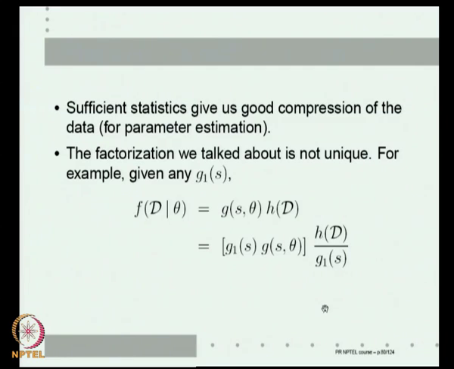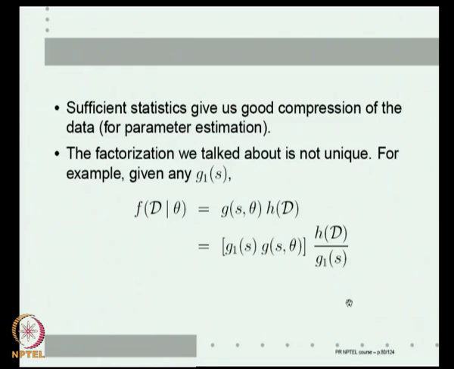I can rewrite this as g1(s) into g(s, theta) into h(d) divided by g1(s), because g1(s) is only a function of s and s is a function of data. Once again, this is a factor that does not involve theta, that only involves the data. So, this is also a factorization. So, there is no uniqueness about the factorization of the likelihood into two factors, one involving the statistic and the parameter, another involving the data.